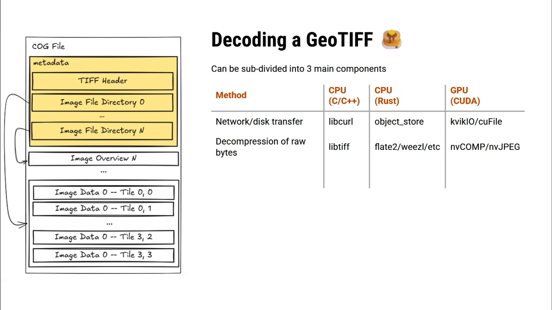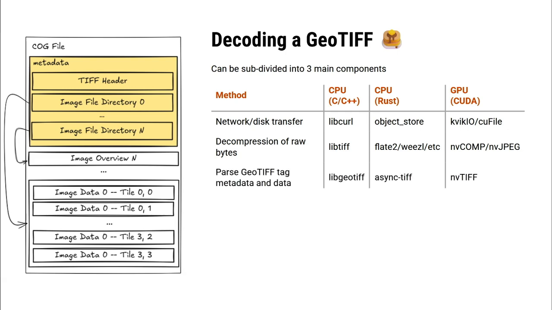There's also the decompression of raw bytes. Usually GeoTIFFs are compressed, and then you would use on the CPU libraries like libTIFF, or on the Rust side, depending on your compression type, you might use flate2, weezl. There's probably a dozen other crates where you can do the decompression of the raw bytes. And on the GPU side, there's nvCOMP, nvJPEG, and these do the decompression on the GPU.